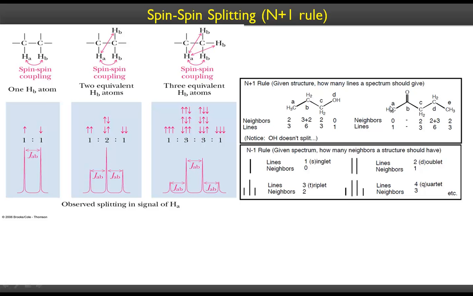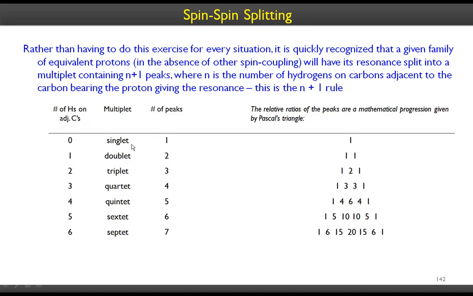So if I know the neighbors, I can predict the shapes, or if I know the shape, I can calculate the number of neighboring nuclei. So it works one way or the other. So the n+1 rule gives us the shape of the peak. Okay, this is given by this Pascal triangle, so you don't have to memorize it, but nevertheless the intensity of each peak is given by the Pascal scale. We know that this can be derived by the n+1 rule, but how do they look? Is a triplet like 1:1:1, or is it a 1:2:1 ratio? So that is given by Pascal's triangle.